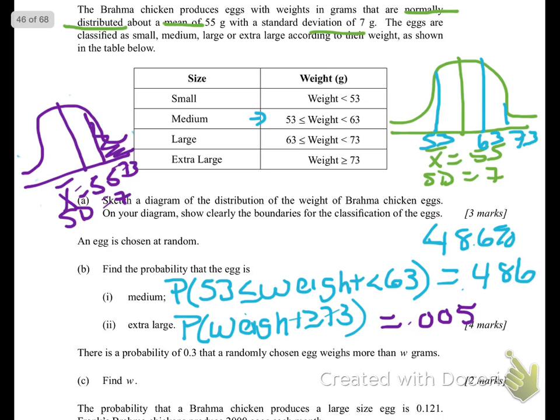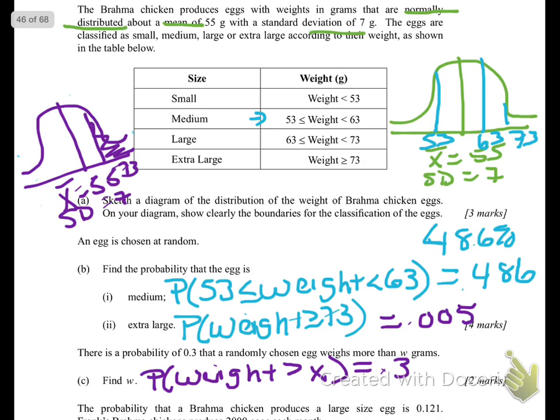All right, now it says here there's a probability of 0.3 that a random egg weighs more than W grams. Okay, do you see how this problem is backwards? This time they gave us the probability. They want us to find the weight. So this is going to be the weight. They said there's a probability that an egg weighs more than, so I'm going to use a greater than sign, and I have to solve for x, and it's equal to 0.3.